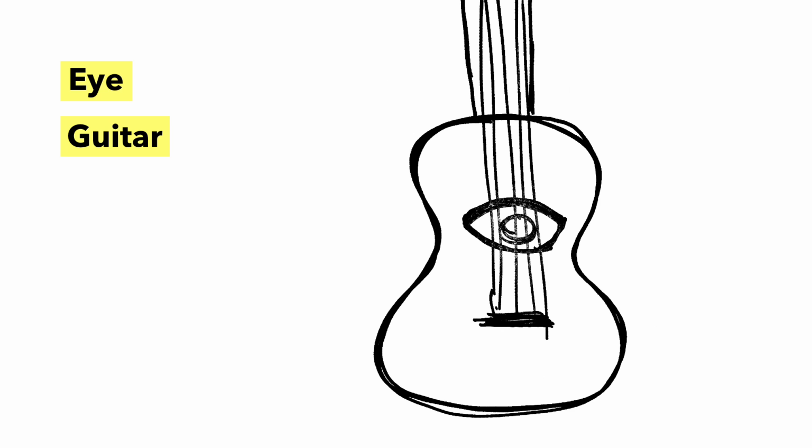Here's another example between the word eye and the word guitar, where I've used an acoustic guitar and placed an eye where there normally would be the hole in the acoustic guitar. So this is another really simple example of forcing the connections between those words.